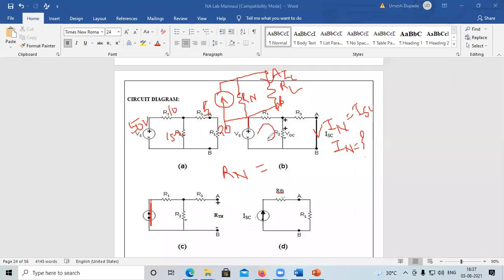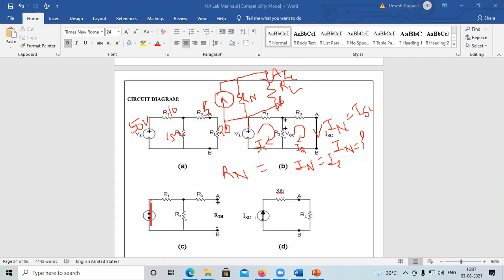So just apply KVL to that first mesh. Assign the direction. Current flowing from this is nothing but I1. Current flowing from this is nothing but I2. So this IN is nothing but I2. जो काय करंट आपला I2 येईल तोच IN असेल. Okay, I2 जो असेल तोच IN असेल.